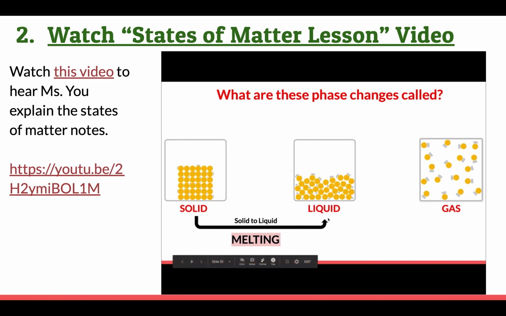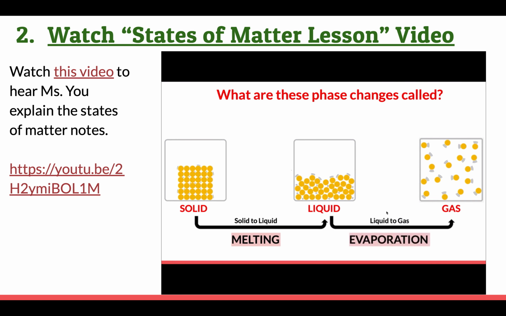Now, how about when the state of matter changes from a liquid to a gas? Well, some of us might have learned the word evaporation. Evaporation is when the state of matter changes from a liquid to a gas. For example, you might say, oh, the water evaporated. It changed from liquid to gas.